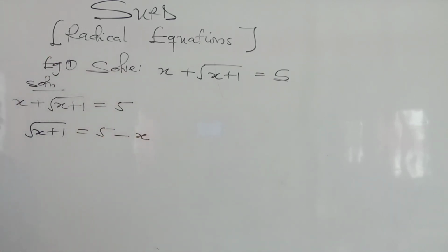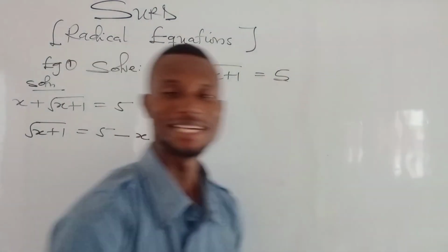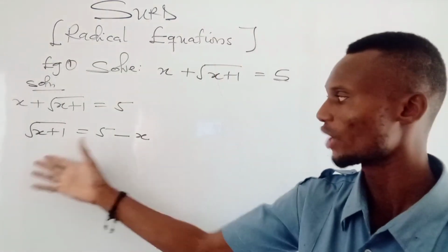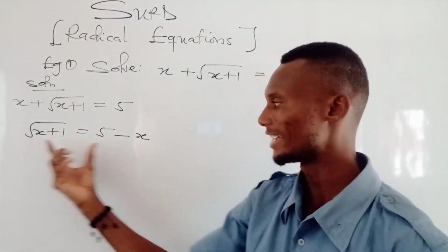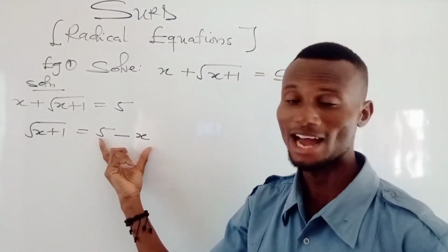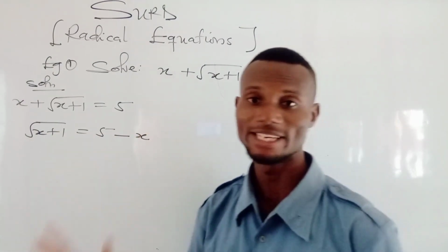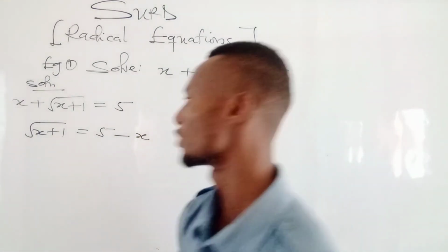Okay, I hope you agree with me. From here, I will choose to square both sides of the equation. So I'll square this one, then I'm going to square this term as well, so that we can eliminate the square root sign from it. So let's go ahead.